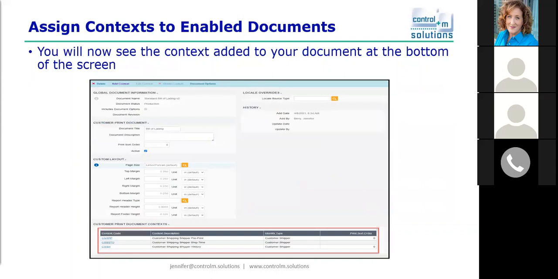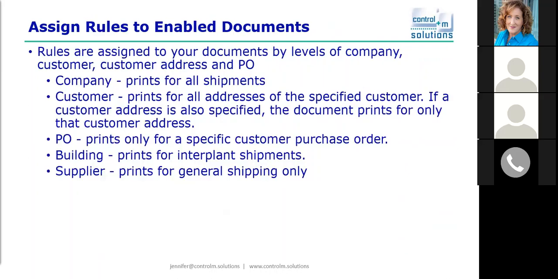So once you have assigned your contexts, you will now be able to see at the bottom of your document detail screen that they have all been assigned to that document. After you have assigned the context at which to print your document, you will then need to assign a rule to the context. Rules are assigned to your document by levels of company, customer, customer address, or PO.